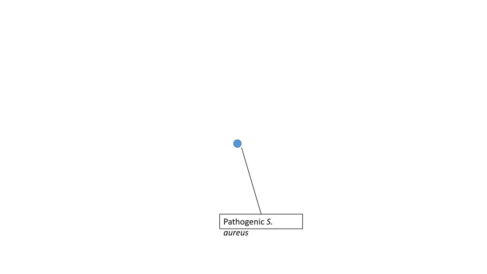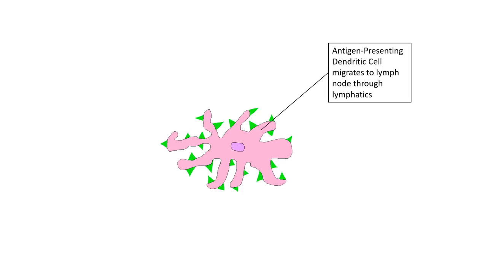Dendritic cells also get involved in fighting the infection. A dendritic cell phagocytoses a bacterium. After breaking down the bacteria inside the cell, non-virulent parts of the bacterium are presented on the outside. The antigen-presenting dendritic cell then migrates to the closest draining lymph node using the lymphatic system.